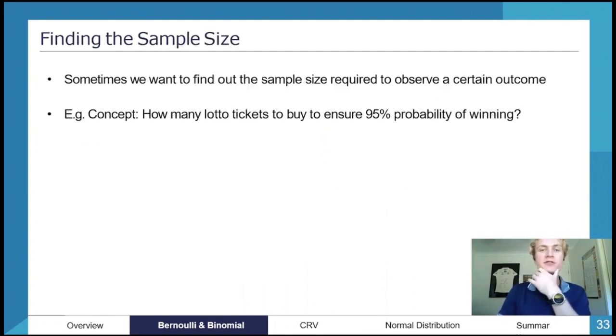Okay, so sometimes we want to find the sample size. You've now been shown the basics, but sometimes you have to go the other way. Sometimes you're given a probability of something, or they say, try and find the probability of this. And then you have to backtrack to find the sample size we need to get that probability to actually work, given the probability, etc., to observe a certain outcome.